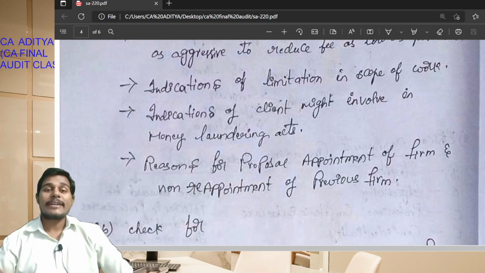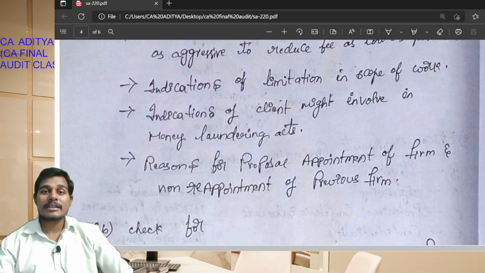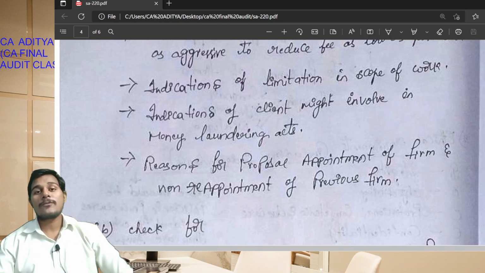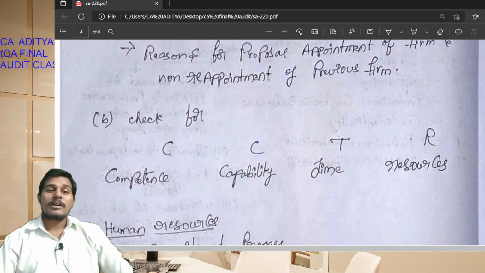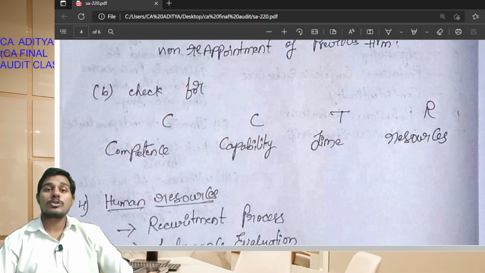Okay students, identification of whether the client is going to impose limitation of scope or not, whether there are indications that the client may be involved in money laundering activities, and the reasons for the proposal of appointment of the firm and non-appointment of the previous firm. Okay students, checking for competency, whether the CA firm is able to do US GAAP accounting or not.